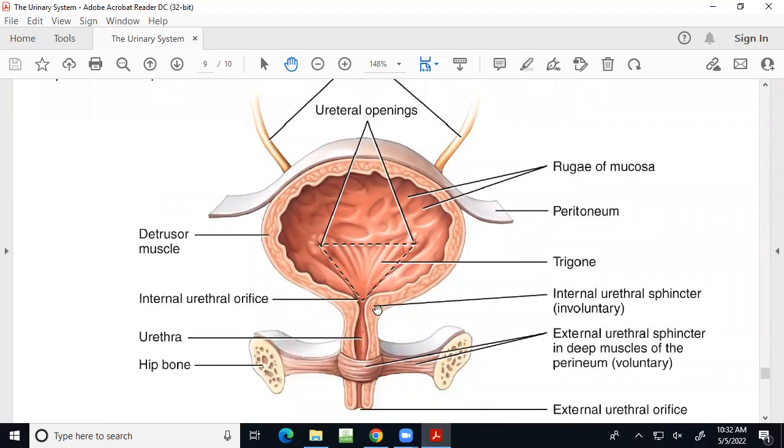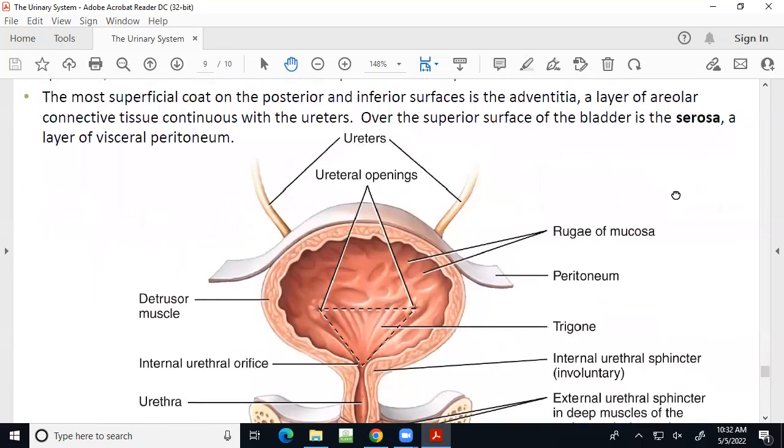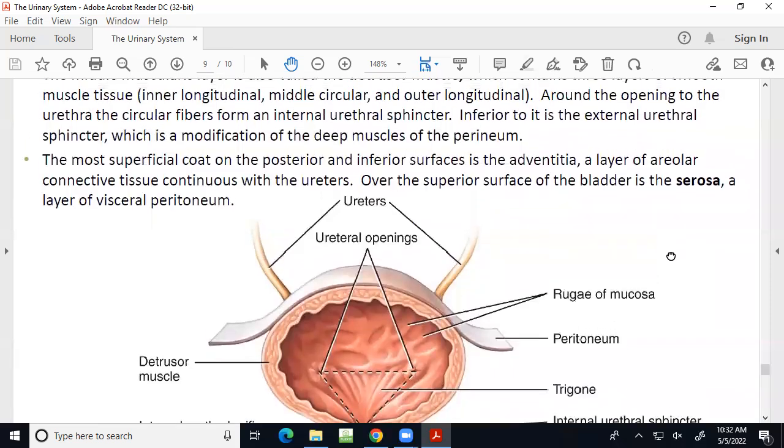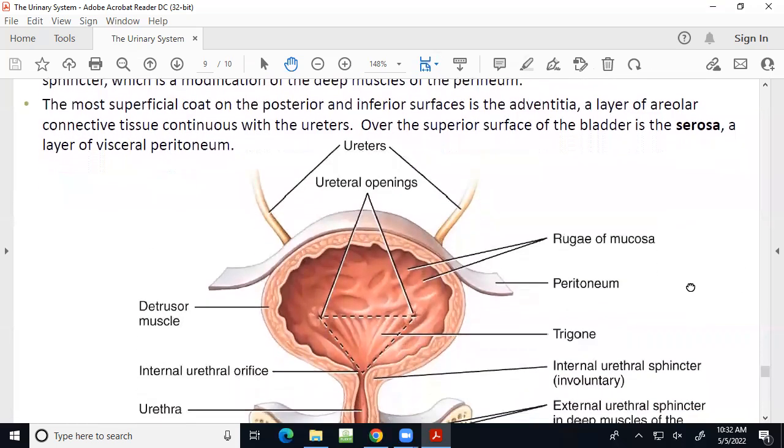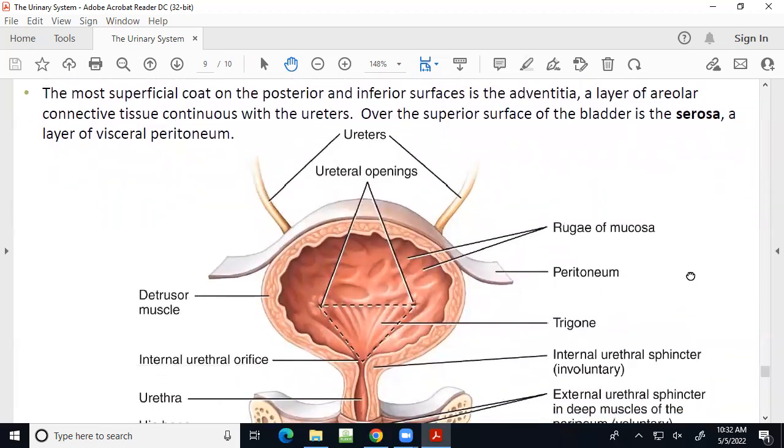The sphincter, which we talked a lot about in our digestive lecture, is a structure that essentially is going to allow urine through or prevent urine from going through. Okay, we'll talk a little bit more about the internal and the external urethral sphincter on the next page, because those are more associated with the urethra. Speaking of the external urethral sphincter, it is a modification of the deep muscles of the perineum. And the perineum is your bladder floor, or not your bladder floor, but your pelvic floor.